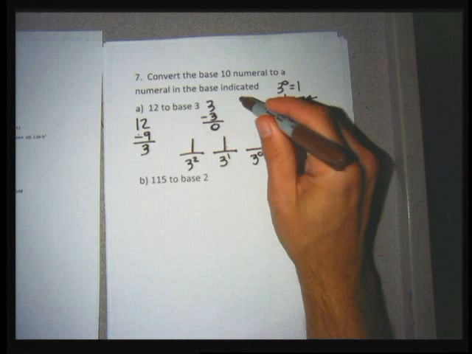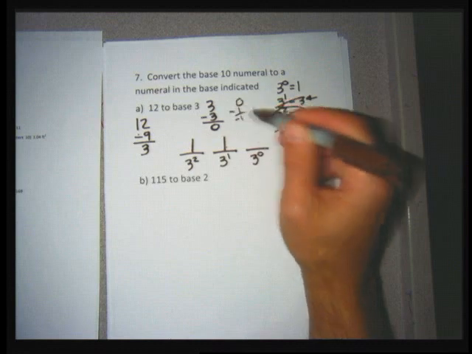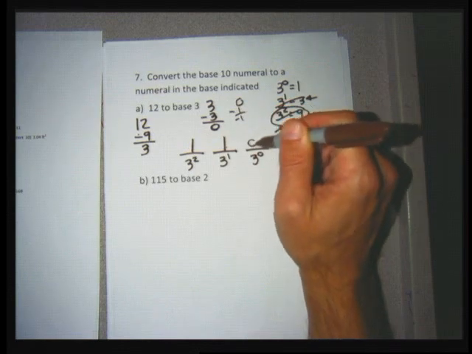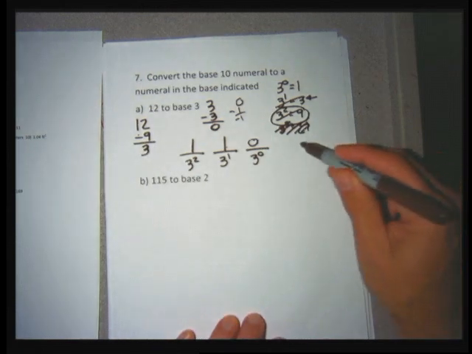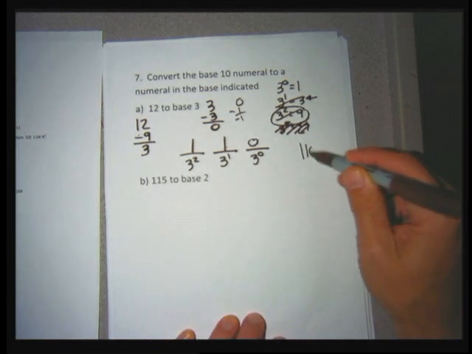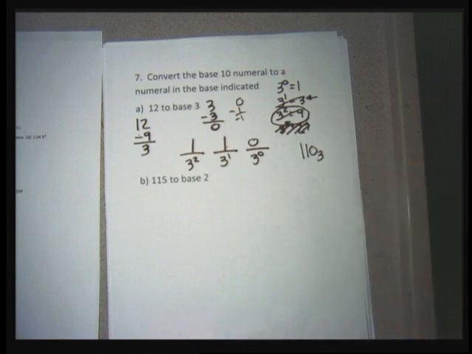The last power of 3 I see is 1. If I tried to take this 0 and subtract 1, I'd get a negative, so I'm not allowed to subtract the 3 to the 0. I'm not allowed to subtract 1. So I'm going to get 0 times that I could subtract that. And so 12 in base 3, 12 is equal to 110 base 3.